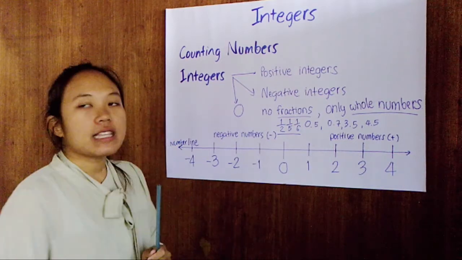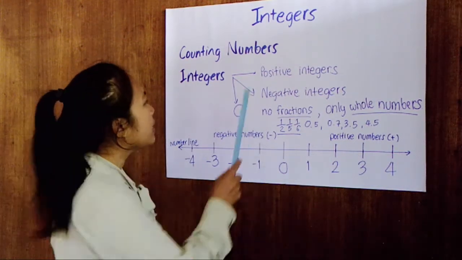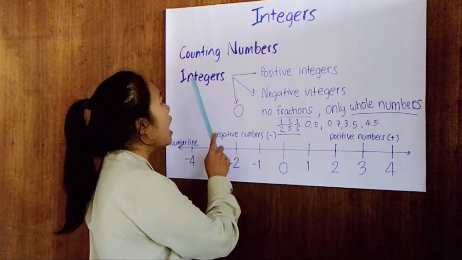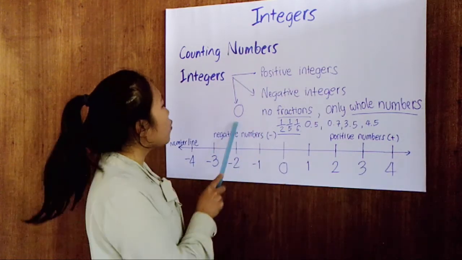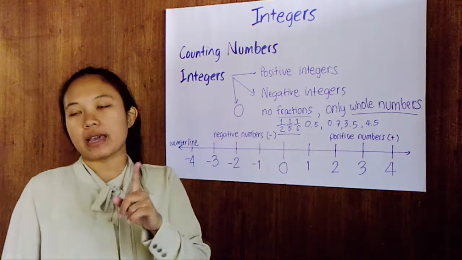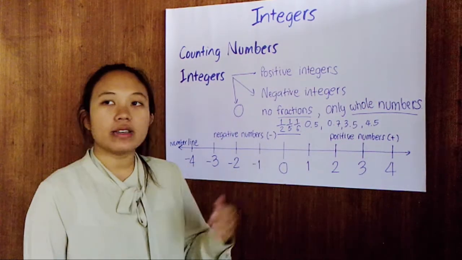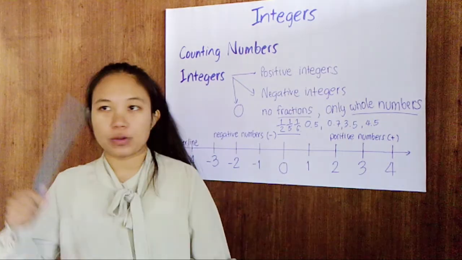The integers have three types. The first one is positive integers, the second one is negative integers, and the third one is zero. Zero is in the middle. Zero is not positive and also not negative.